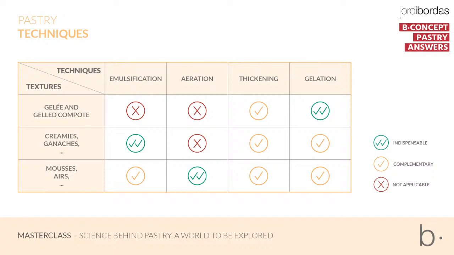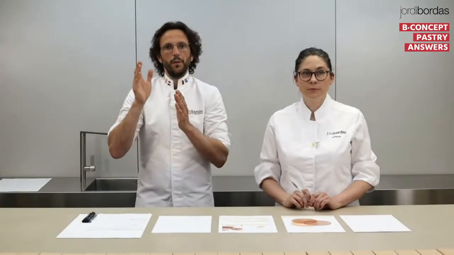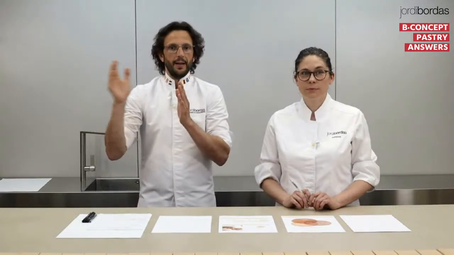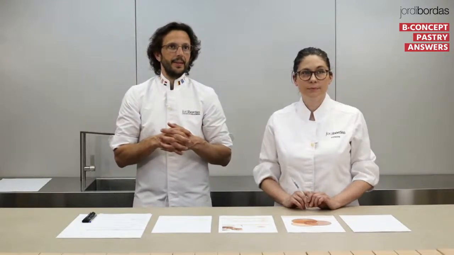And in general, we have ingredients that help us to set. We can use, for example, gelatin. We can use, for example, pectin. And if we think in techniques, we have to know that for a gelé or gelé compote, we are going to use the gelation technique. That means that the gelation technique is related to, for example, gelatin or agar-agar, or pectin. They are ingredients that are going to help us to create this texture.